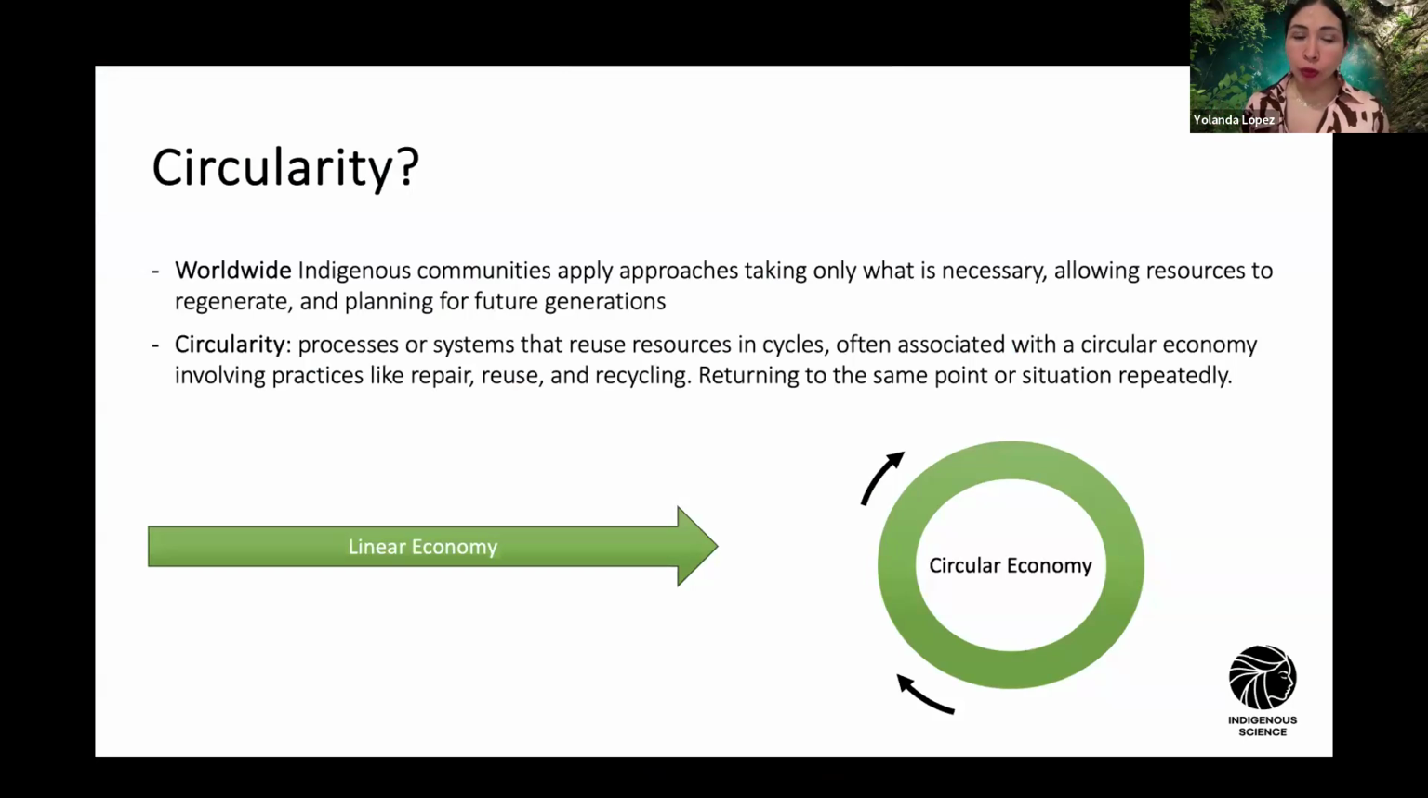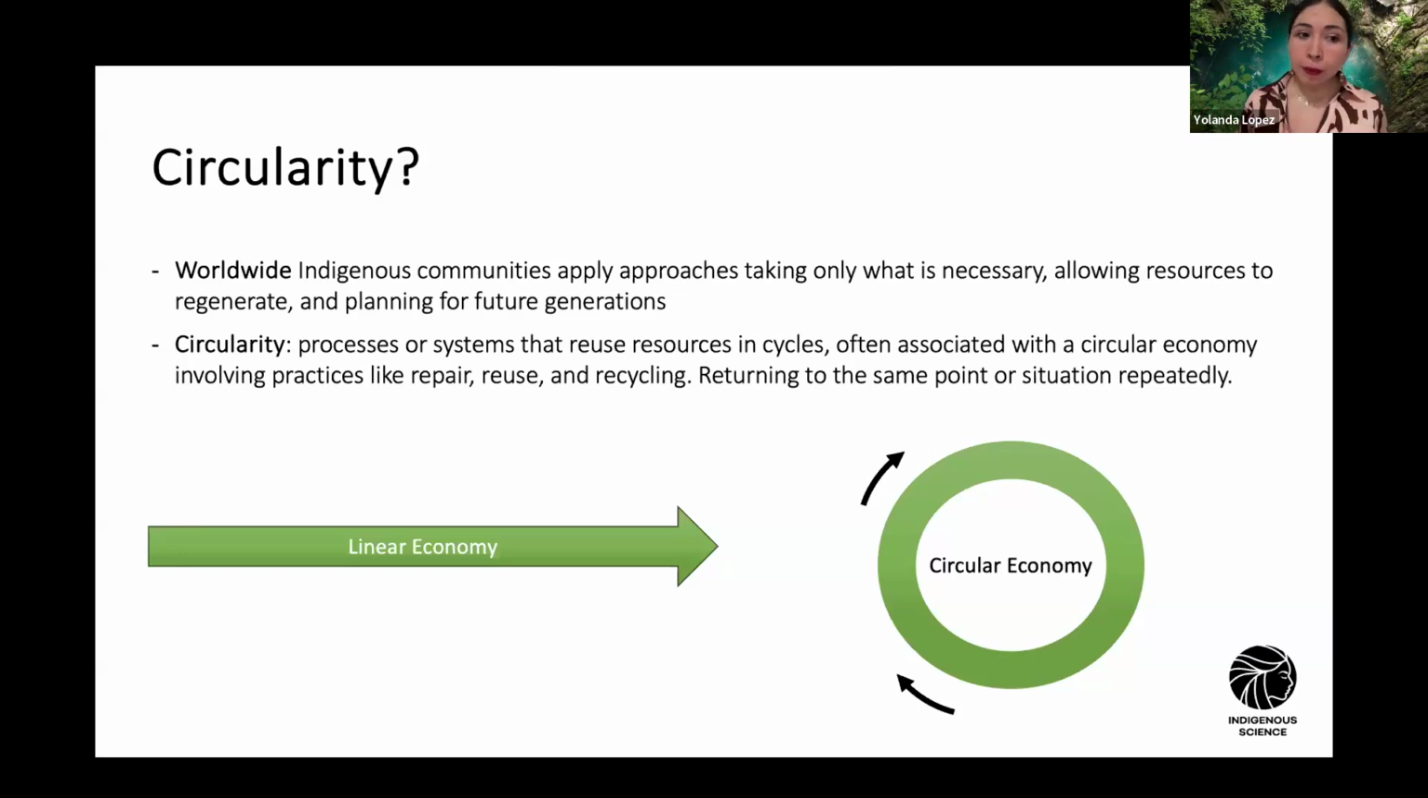So to focus this presentation more on the topic of circular economy for water management, I would like to bring two different concepts to you that perhaps help you to distinguish what key message I would like to communicate to you today. So for Indigenous peoples, we used to apply approaches taking only what we need from nature. And I hope you can relate to this and not to folklorize my speech. What I wanted to say is that we really consider planning for future generations because we depend on nature.